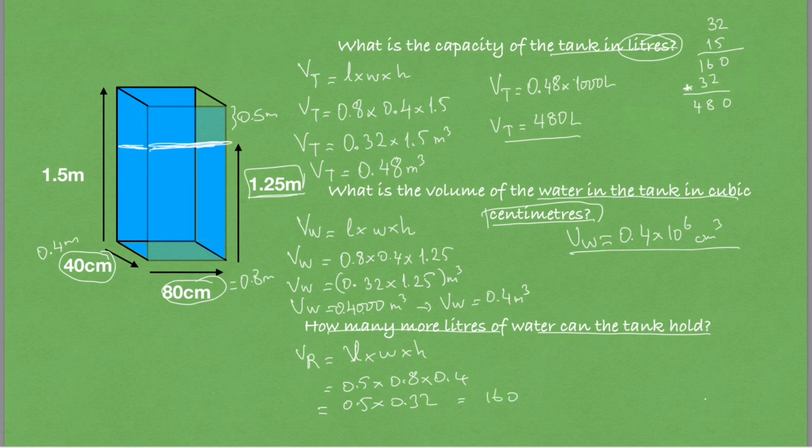10, 15, 16. We are going to count 3 digits, 1, 2 and 3, meter cube. This is the remaining value in meter cube. We are going to convert it to liter. To do that, we multiply it with 1000, so the remaining value equals 0.16 times 10 to power 3 liter, which makes 160 liter empty space in the tank.